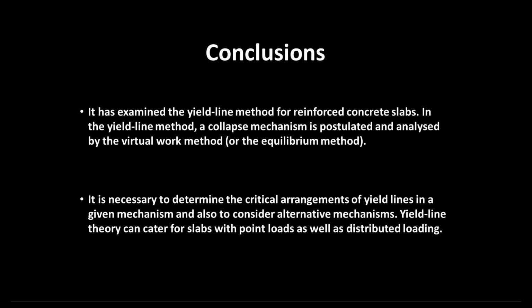From the conclusions, what did we learn? We have examined the yield line method for reinforced concrete slabs. In the yield line method, a collapse mechanism is postulated and analyzed by the virtual work method, or the equilibrium method. It is necessary to determine the critical arrangements of yield lines in a given mechanism, and also to consider alternative mechanisms. Yield line theory can cater for slabs with point loads as well as distributed loading.